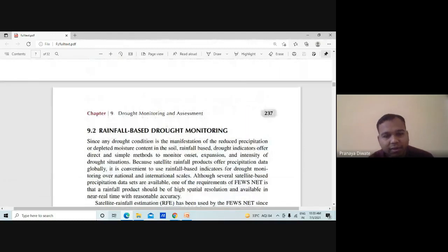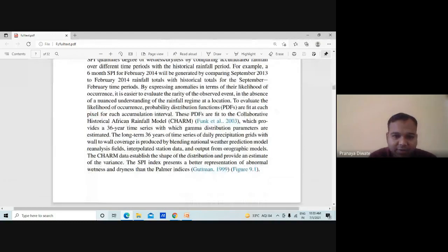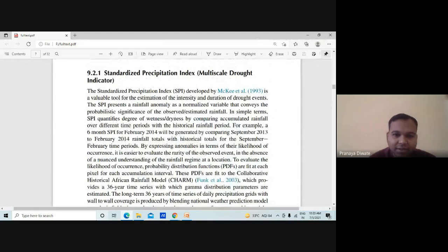9.2.1 Standardized precipitation index. The standardized precipitation index, developed by McKee, is a valuable tool for the estimation of intensity and duration of drought. So the SPI produces a normalized rainfall anomaly variable. SPI is nothing but the standardized precipitation index.